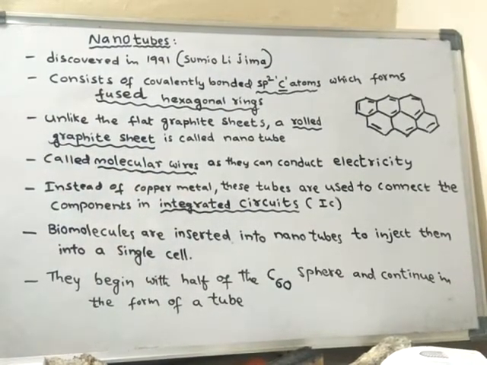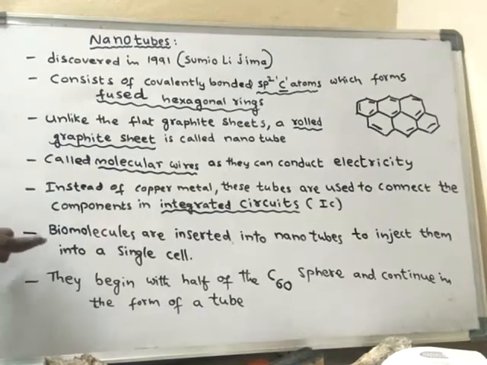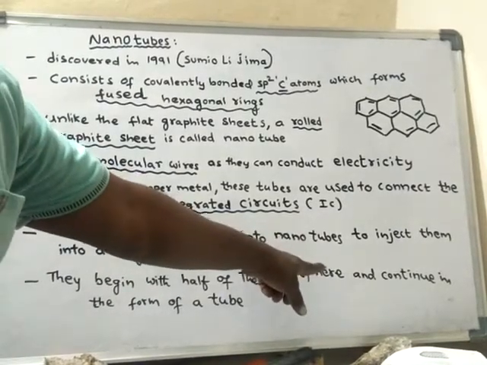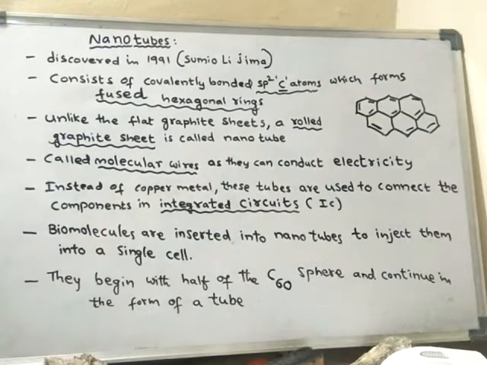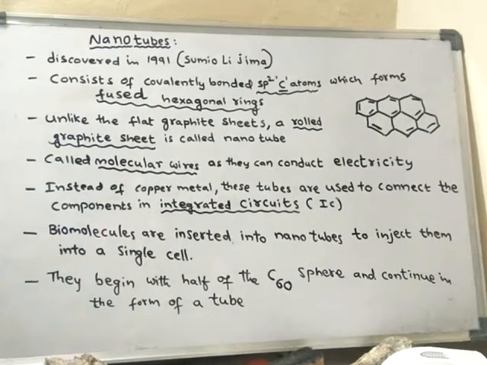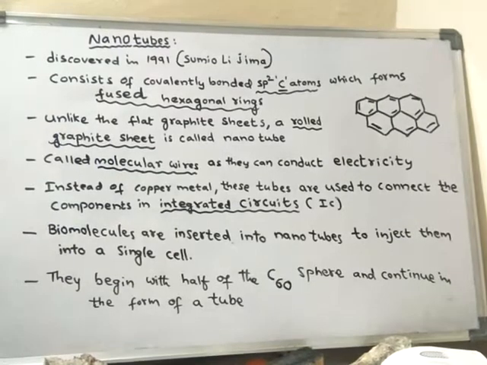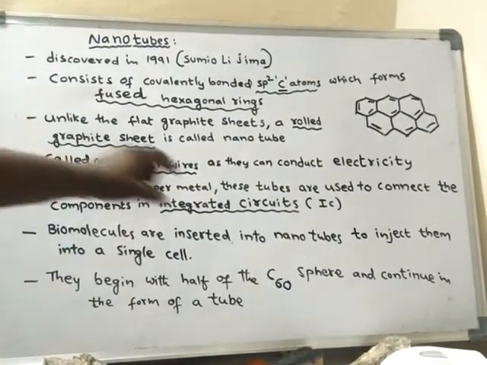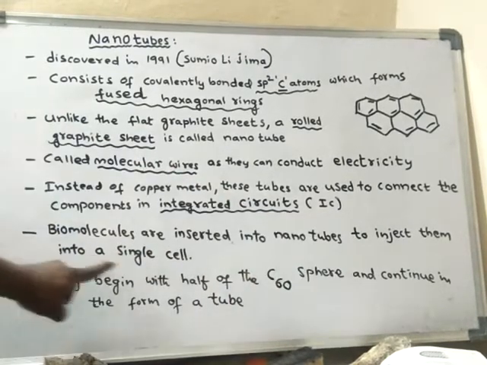And one more thing. Certain biomolecules are inserted into nanotubes to inject them into a single cell. What are biomolecules? The molecules which are present in living organisms, like proteins, carbohydrates, genetic materials, DNA, RNA, ribosomes, etc. Such biomolecules are inserted into nanotubes, and through nanotubes they are injected into a single cell.